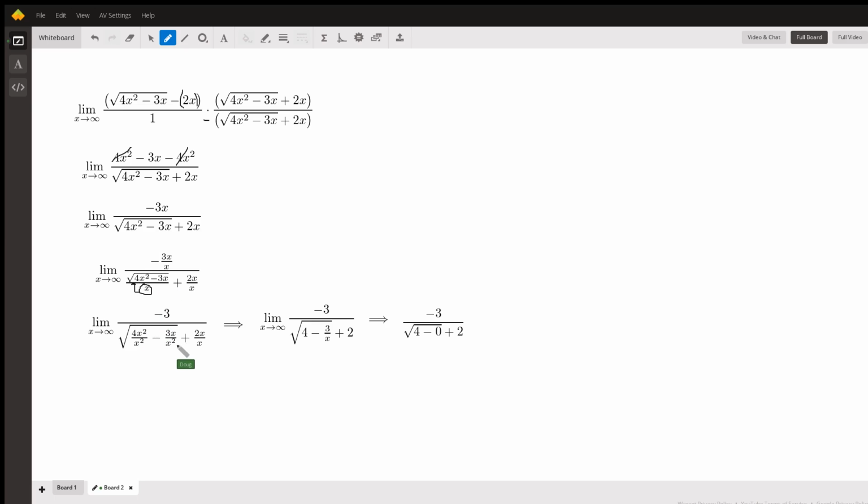It looks like this. 4x squared over x squared is 4. 3x over x squared is 3 over x. 2x over x is just a 2. And now as x approaches infinity, this term approaches 0. So we've got this, and if we evaluate that, we do get a minus 3/4.